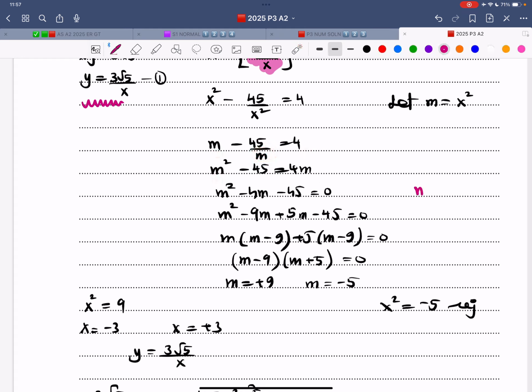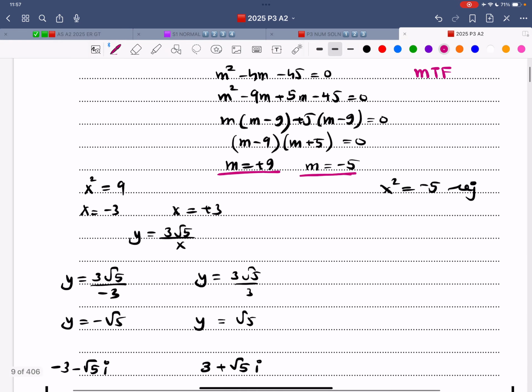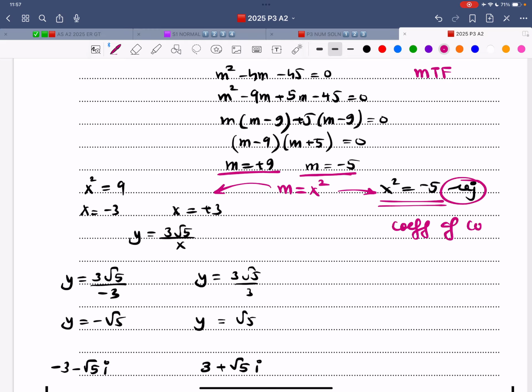So now this is a quadratic equation. We are back to the basics of maths, that is middle term factorization. We get two values of m. One is 9, one is negative 5. But m is equal to x square. So therefore x square is negative 5. We rejected this because the coefficients of the complex number z equals x plus iy are real. So that is the real reason for rejecting it.